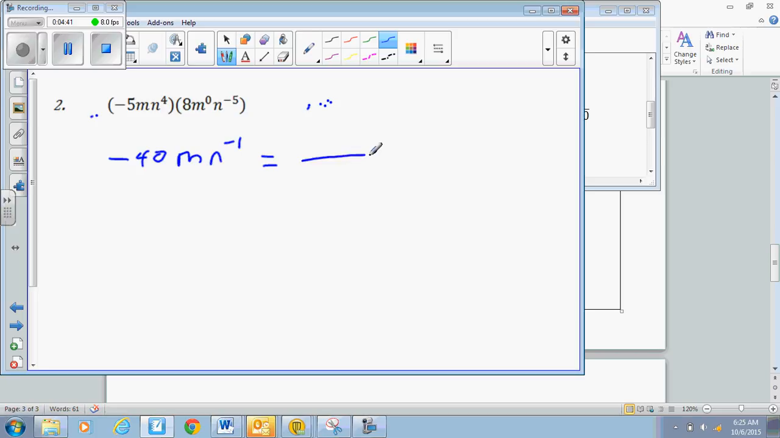Next thing I'm going to do is make a fraction out of this. The negative 40 has a positive exponent. The m has a positive exponent, and the n has a negative. I move it to the bottom, and that's going to be my final answer right there.